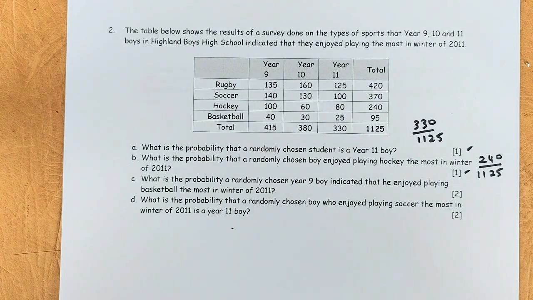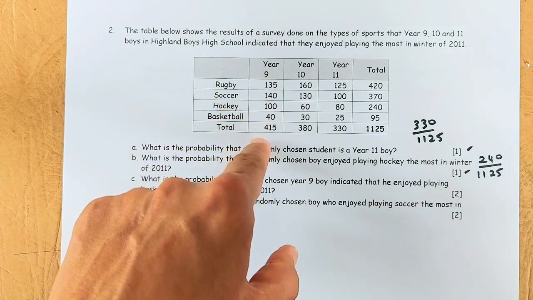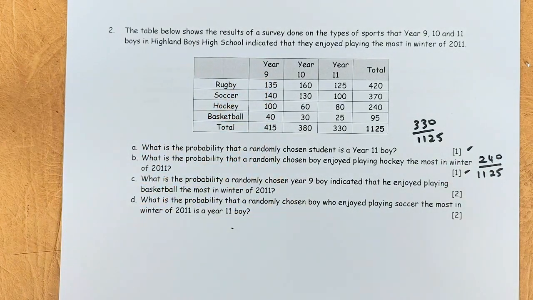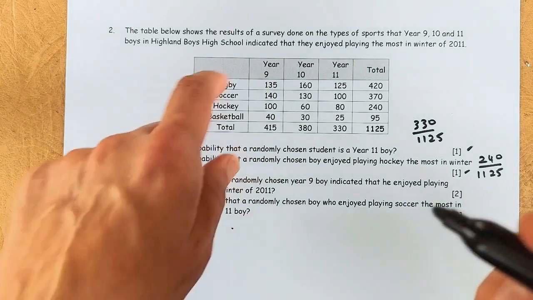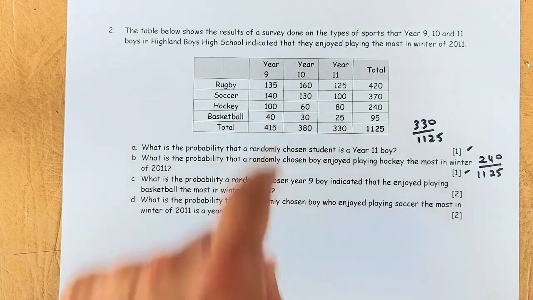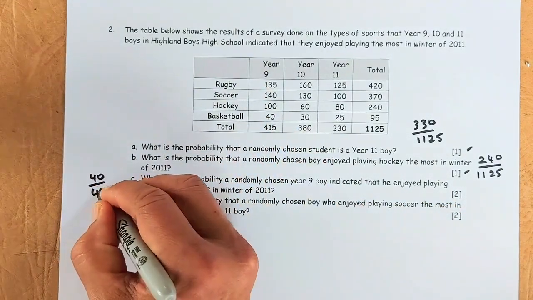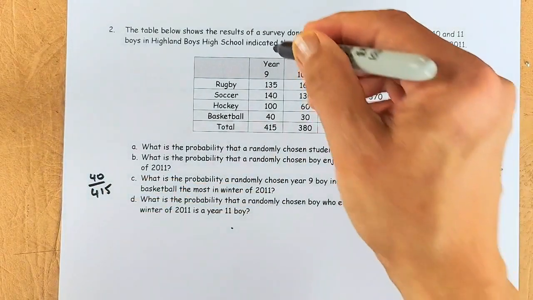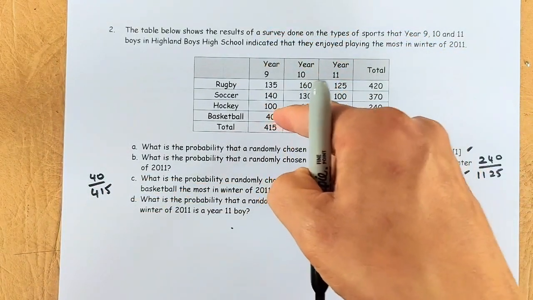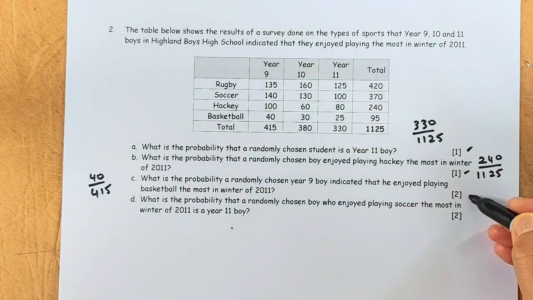Simple? Okay, the next question is a merit question in level 1, so it's going to be worth 2 marks in Year 9 and Year 10. What is the probability that a randomly chosen Year 9 boy, so we are only looking at the Year 9 boys, there are 450 of them, indicates they enjoy playing basketball the most in winter of 2011? So we are only looking at Year 9, basketball there are 40, so the answer is going to be 40 out of 415, because this is a conditional probability. The condition is it must be a Year 9, so it's 40 out of 415. That will give you 2 marks in the exam.